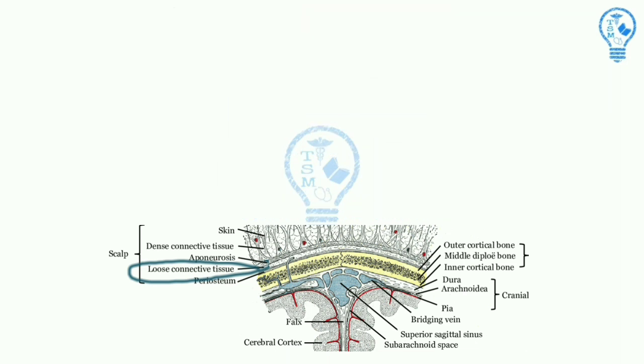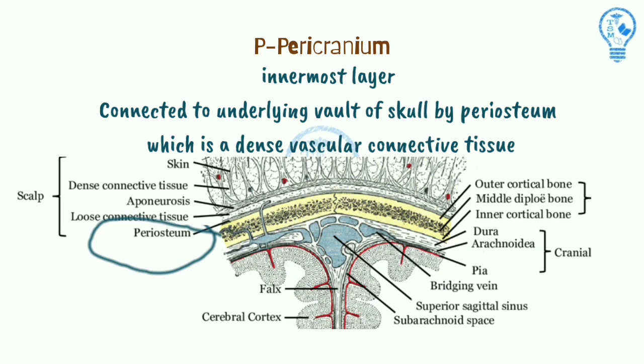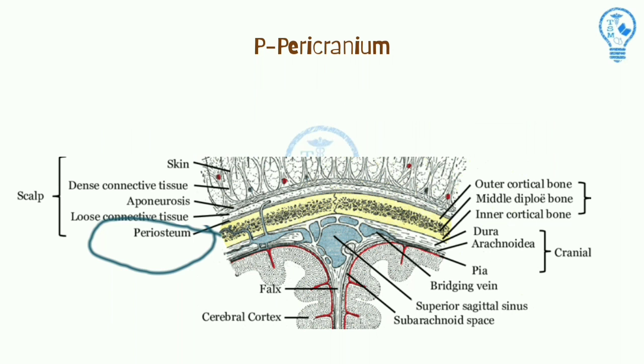And the innermost layer is pericranium. It is connected to the vault of skull by periosteum. And this periosteum is dense vascular connective tissue. And now let us quickly revise the layers of scalp. The outermost is skin, followed by dense connective tissue, followed by aponeurosis, followed by loose connective tissue, and followed by periosteum. And this is about layers of scalp. Let's get into the next topic.